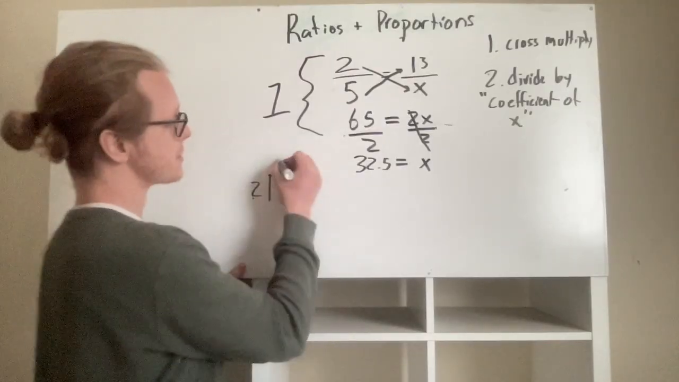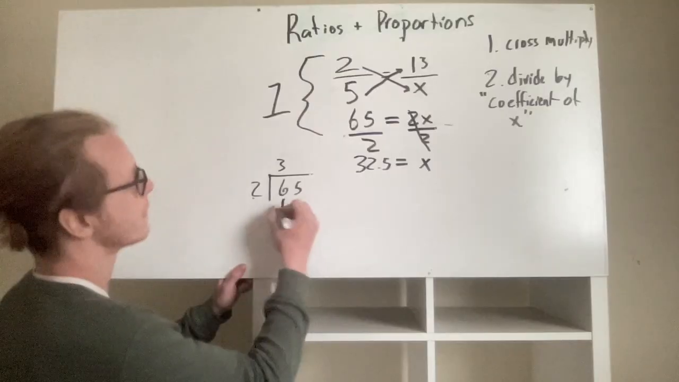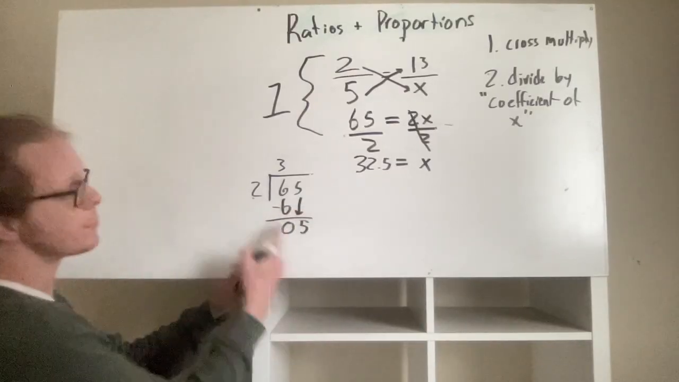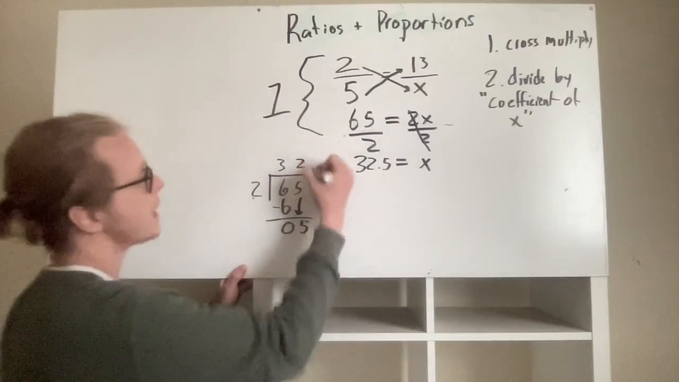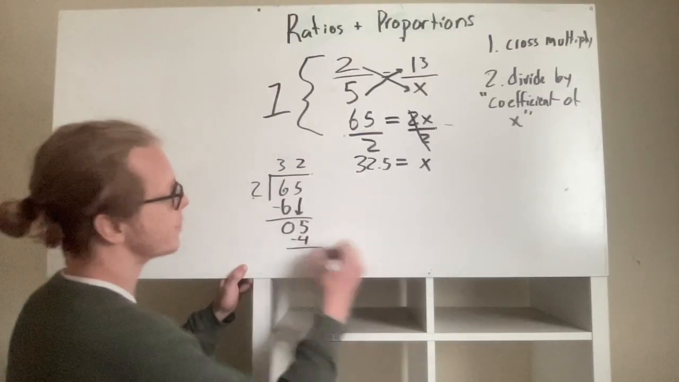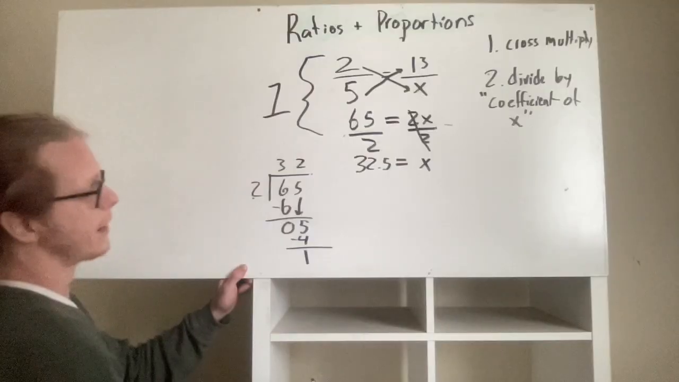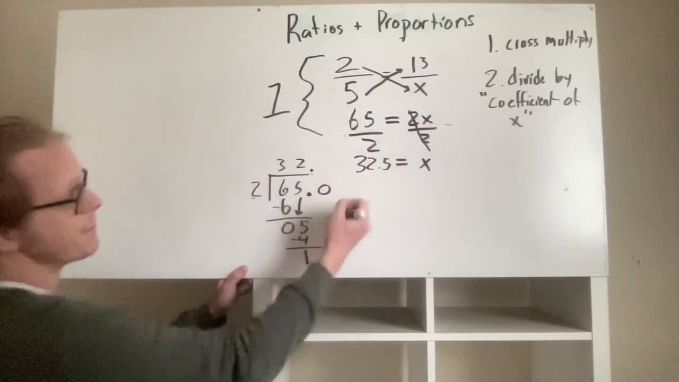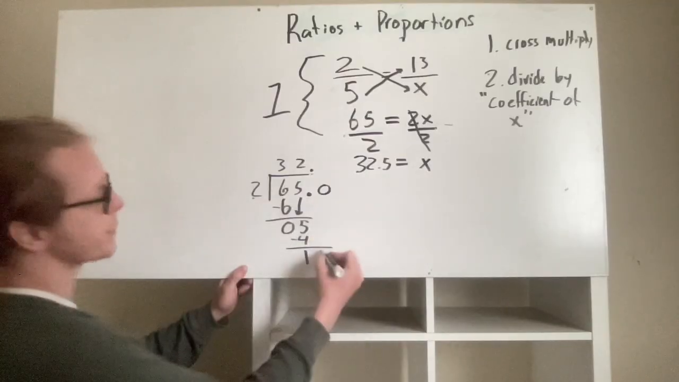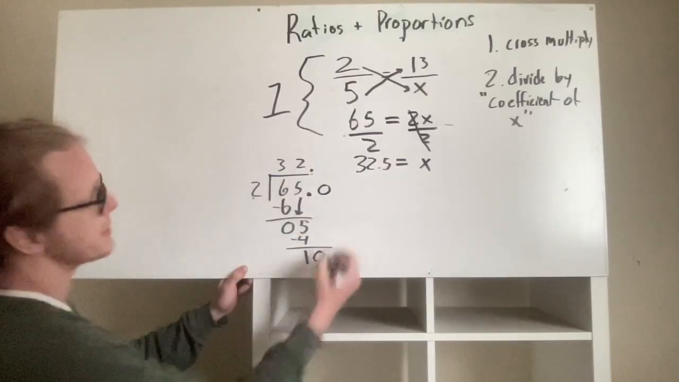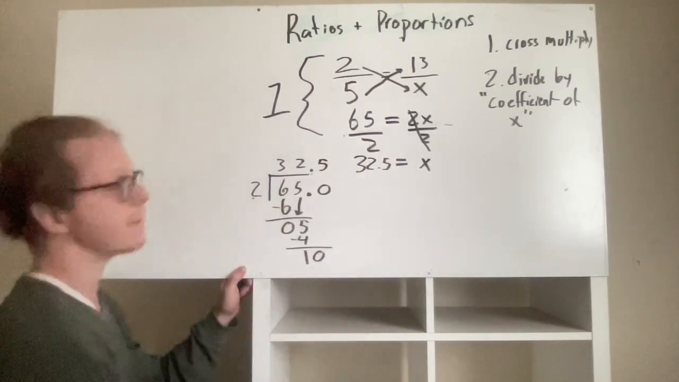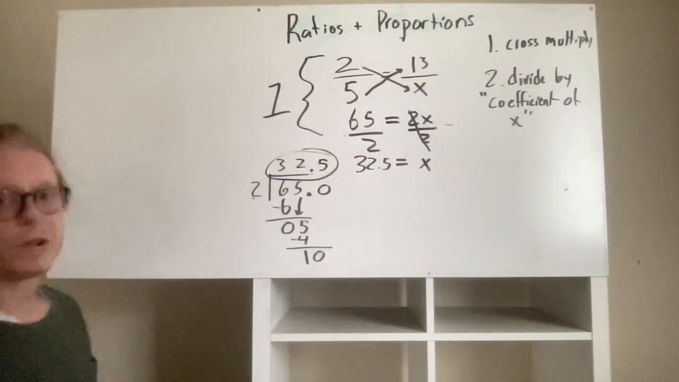2 goes into 6 3 times. There's nothing left over. Bring down the 5. 2 goes into 5 2 times, which is 4, leaving me 1 left over. Okay, I need another digit to bring down, so I add my decimal point. I have zeros here if I need. Bring down the 0. 2 goes into 10 5 times, and I'm running out of space, but there'll be nothing left over, right? 32.5.